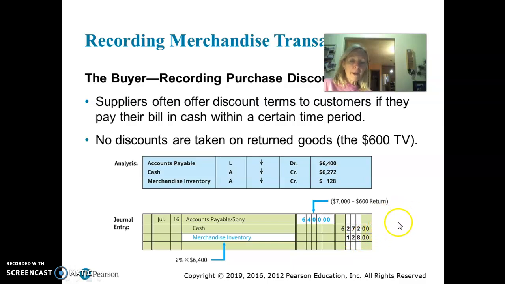Okay, they're very, very important for businesses because I don't know about you, but to Walmart, $128 probably is not much, but to me, $128 is a lot of money. So if I'm able to pay it early, I'm going to make a savings in my business.